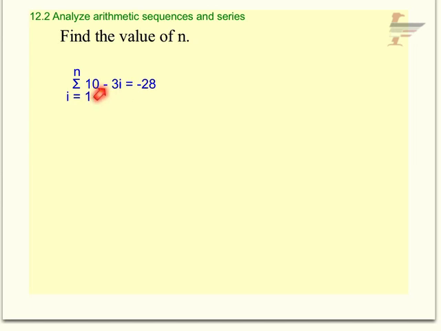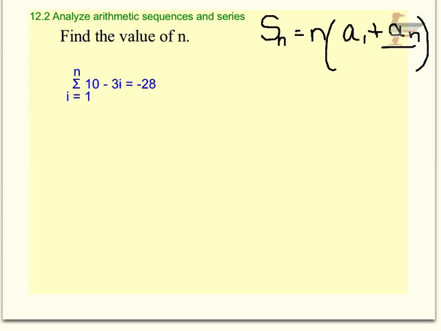First and foremost, note it is arithmetic. And how do I know it's arithmetic? Because it looks like a nice linear function, 10 minus 3i. So because it's arithmetic and I'm dealing with the sum, I'm going to remind myself that the sum of an arithmetic sequence is n times my first term plus my nth term, divided by 2. Then I'm going to plug in things that I know. I know my sum for n amount of terms is negative 28, and I don't know n. That's what I need to find.